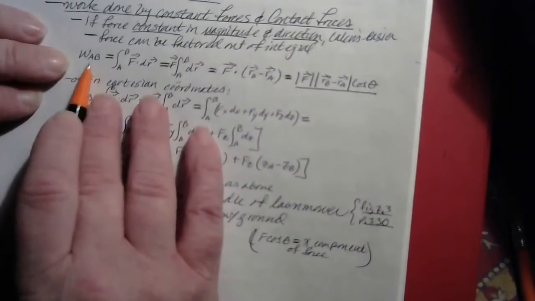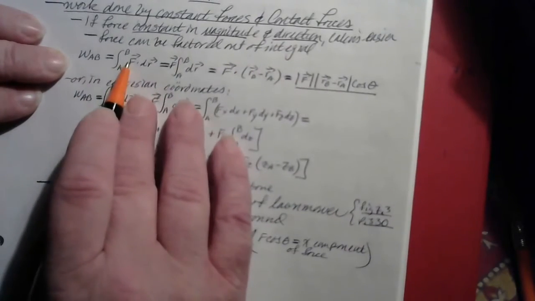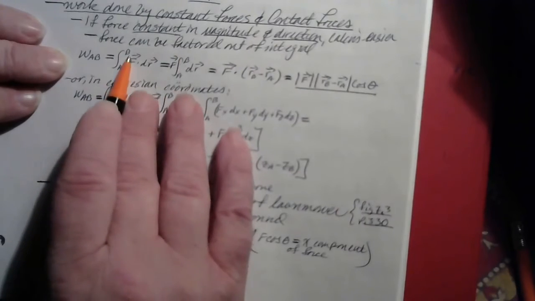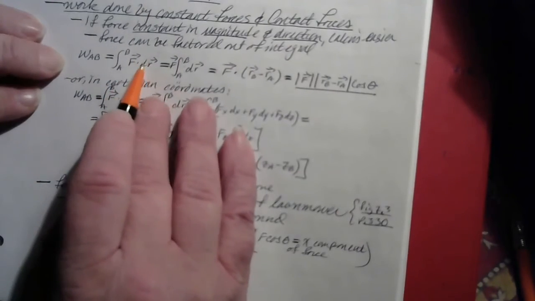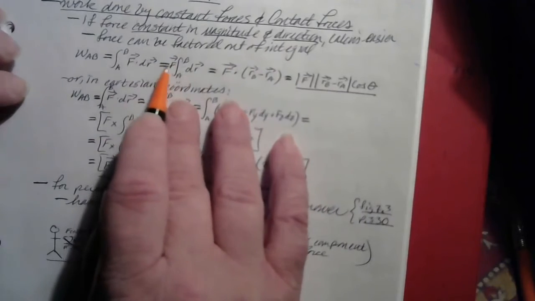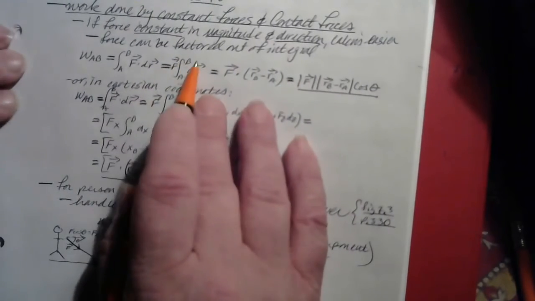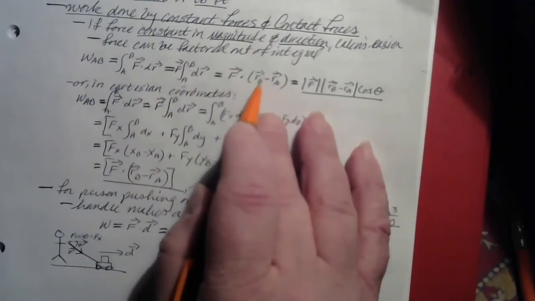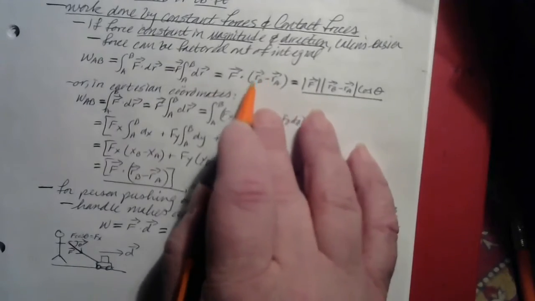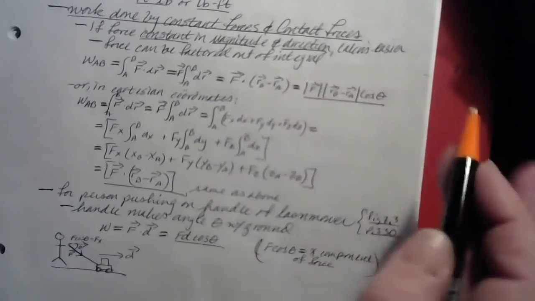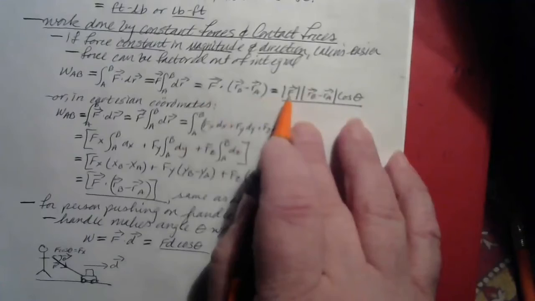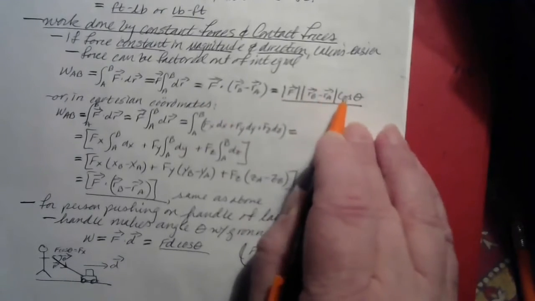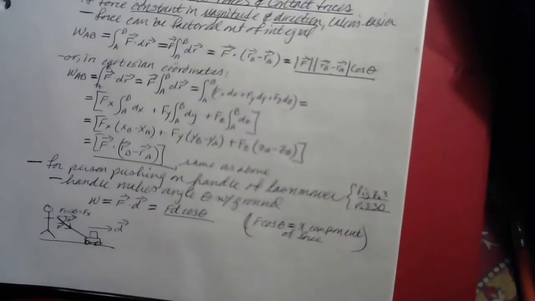So the work between points A and B would be the integral from A to B of force times dr, and we can rewrite that as force times the integral from A to B of dr. That equals just the force times the displacement at B minus the displacement at A. Or in other words, the magnitude of the force times the magnitude of the displacement times cosine theta. And that becomes a little bit easier to calculate.